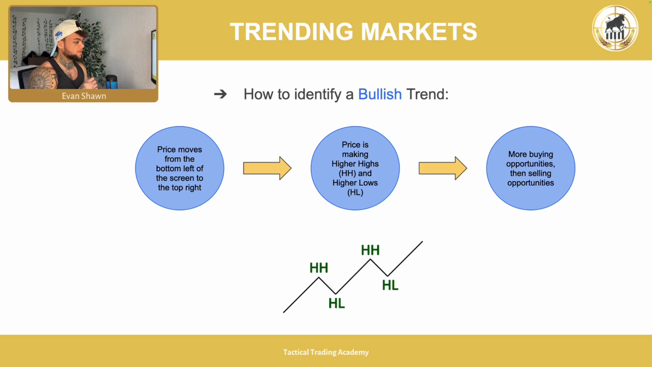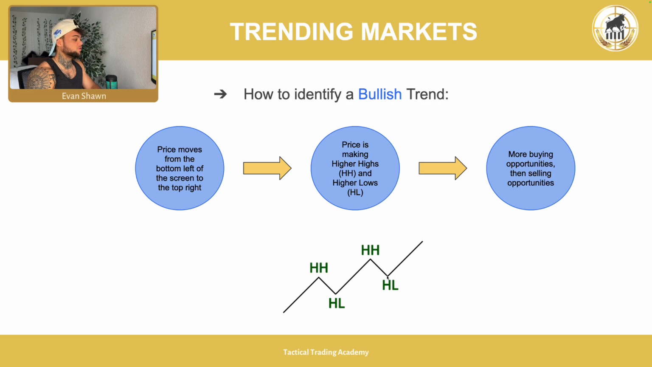And here's a quick image on how this bullish trend is going to look. We have, as you guys can see here, a higher high, a higher low, and a higher high. Now this higher high is called higher high because this high right here is higher than this high previously here. And now the same with higher low. This low right here is higher than this low right here.